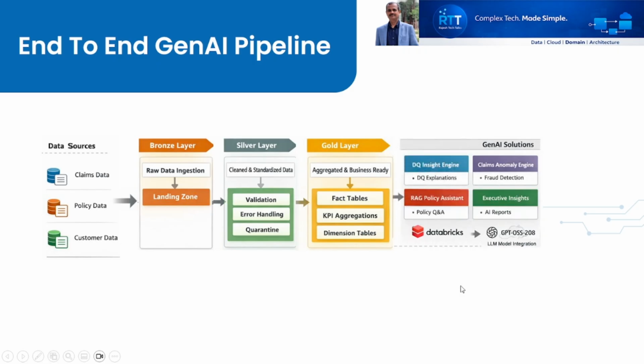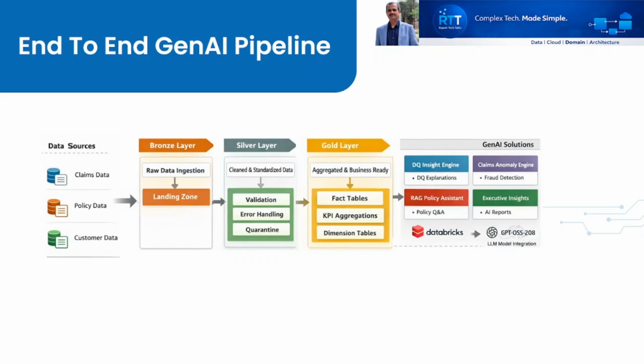Now let's look at the downstream system, which is Gen AI. This is the interesting part. Once data is ready in the gold layer, we can build intelligent applications by consuming the data sitting in the gold layer. For example, you can see in the diagram that we can have the DQ insight engines, and this will be regarding data quality explanations.